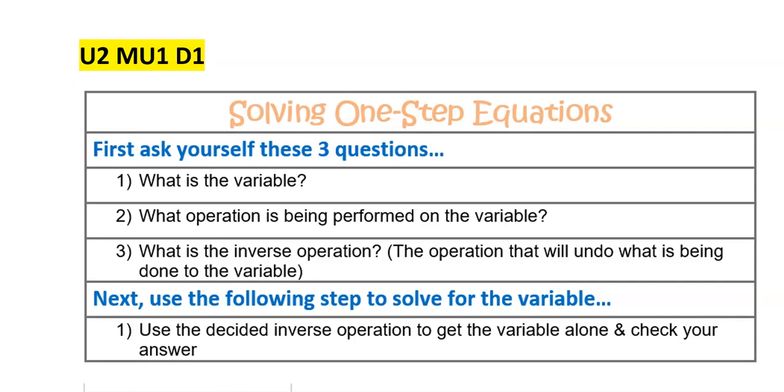The next question you need to ask yourself is, what operation is being performed on the variable? What this means is that you need to look at the variable and its surrounding numbers and decide which operation is being performed. So if addition is being performed, or subtraction, multiplication, division. And lastly, you need to ask yourself what the inverse operation of that operation would be. So if the operation being performed was addition, your inverse operation would be subtraction.